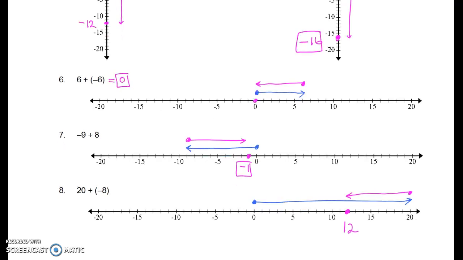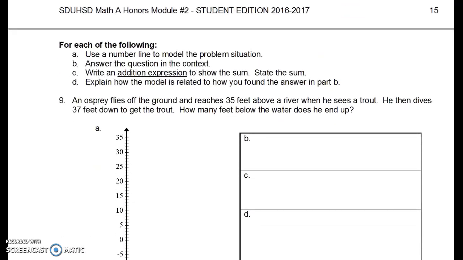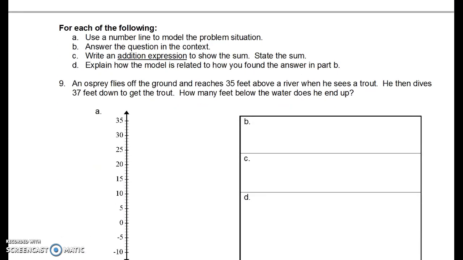On the next page, we have some context problems, and the directions are slightly different. It says for each of the following, and I'm reading the next page directions. A, use the number line to model the problem situation. B, answer the question in context. C, write an addition expression to show the sum, state the sum. And D, explain how the model is related to how you found the answer in part B.